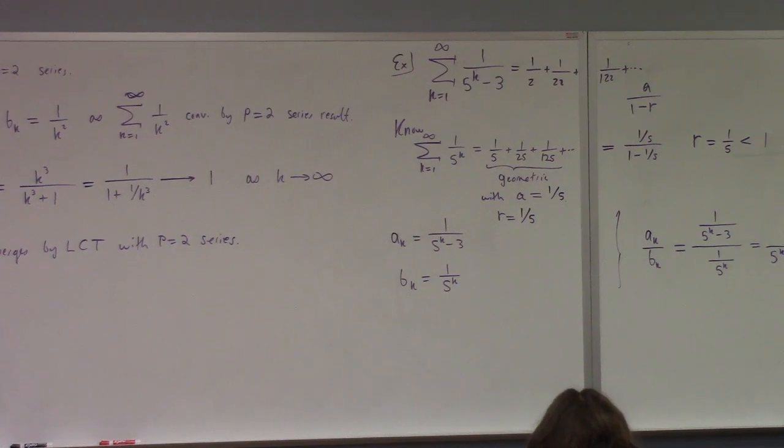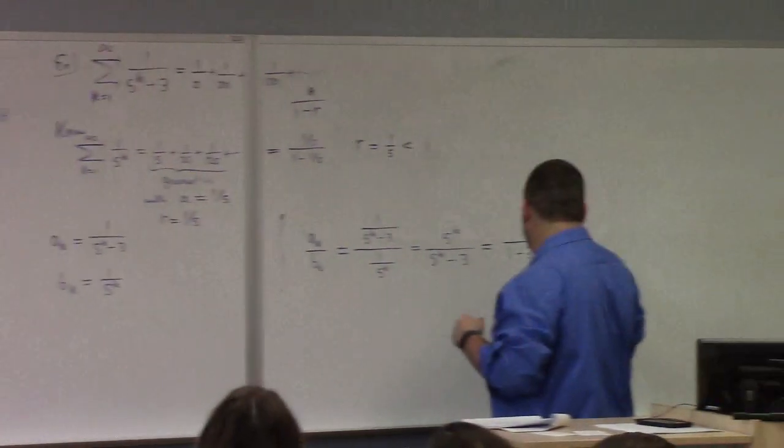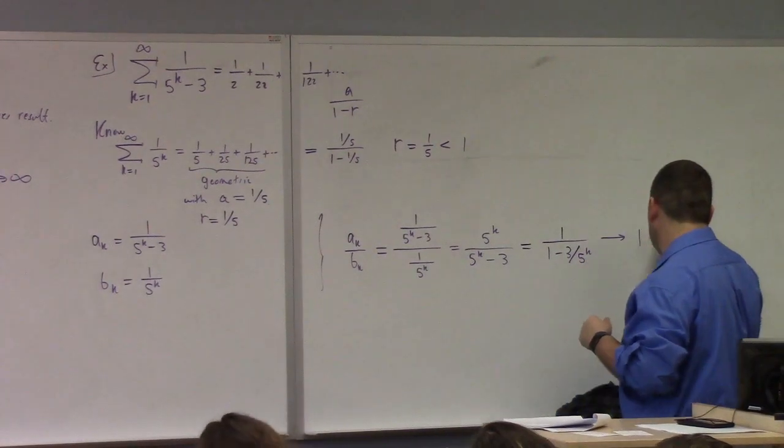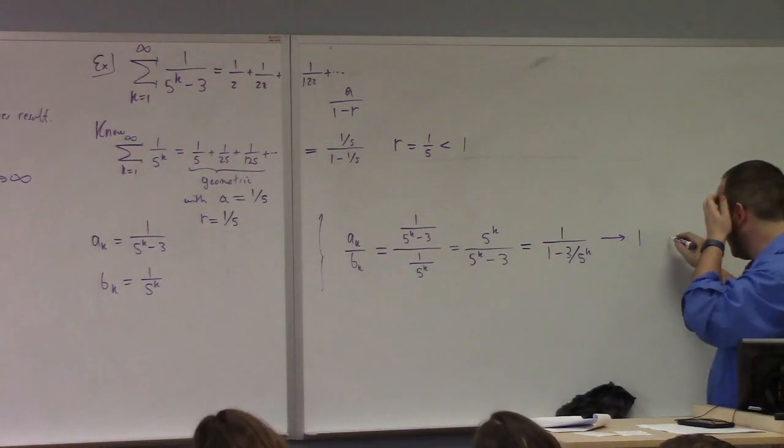By the way, if you don't like writing k, switch to n. It's not a big deal, right? Anyway, if I divide the top and the bottom by 5 to the k, I get 1 over 1 minus 3 divided by 5 to the k, right? And that goes to 1 as k goes to infinity.